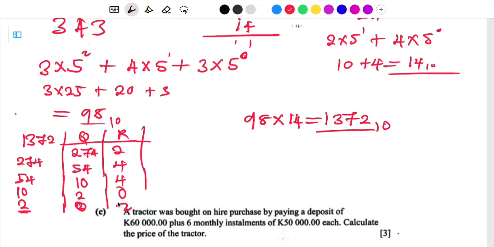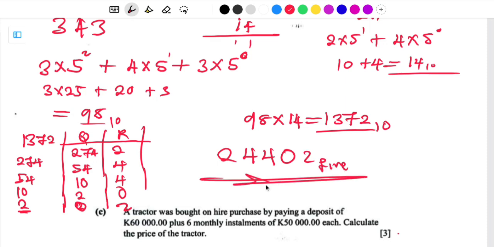So the way we write answers, we write the remainder. So we have 2, 4, 4, 0, 2. Then this is in base 5. So this is how you're supposed to answer this question.